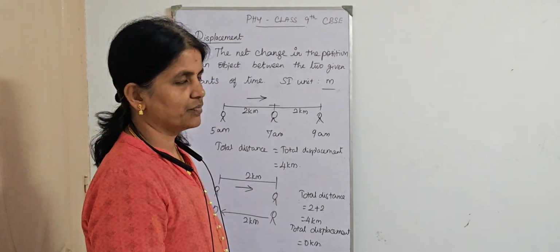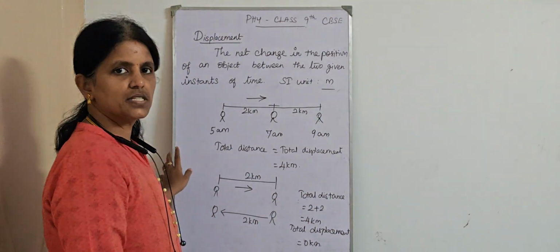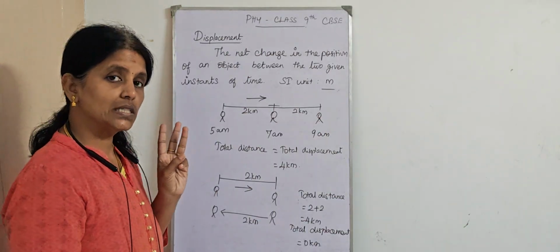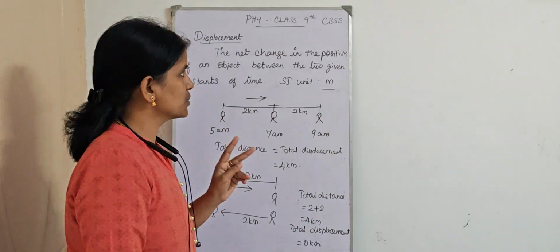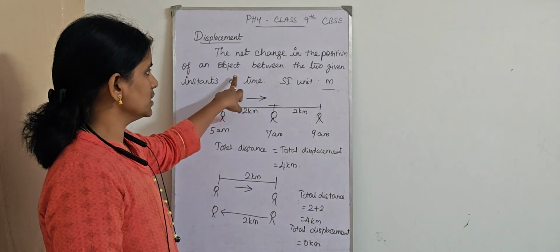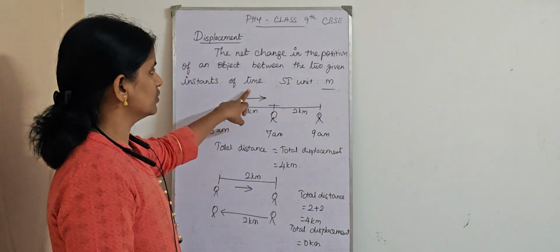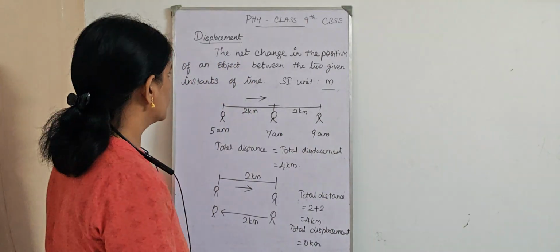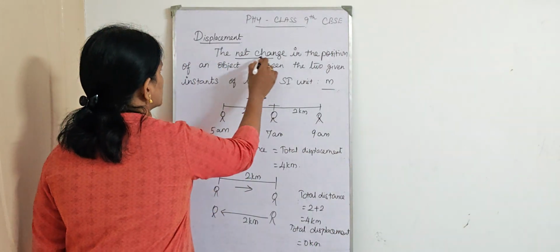Hi students, let's see the next topic. What is meant by displacement? Previously we saw what is distance, now displacement. The net change in the position of an object between two given instants of time is known as displacement. Very important word here, the net change.